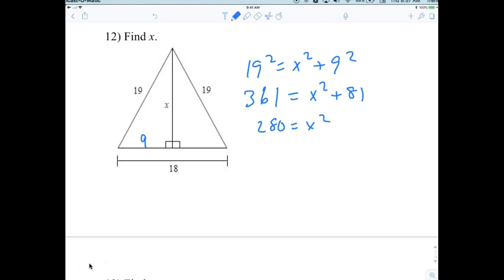2 radical 70. Yeah, I'm agreeing with you. Good job. 2 radical 70. Good. That's how I want it. Any objections to that?